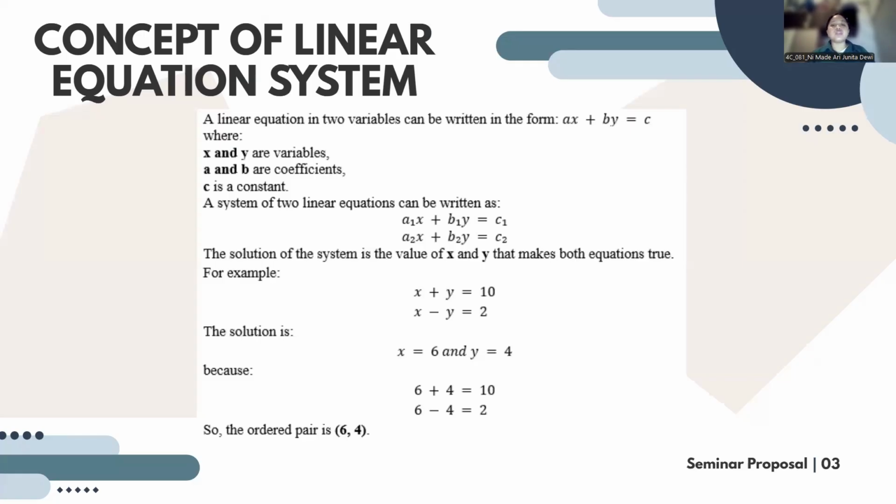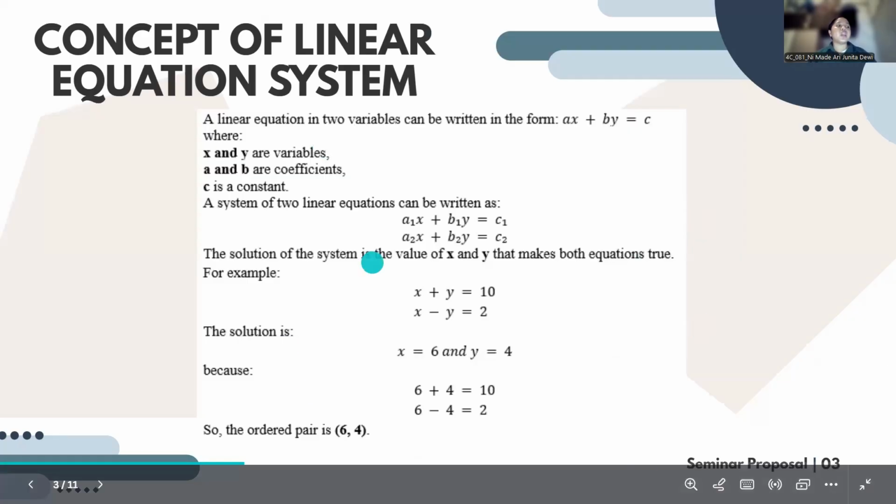Why? This is because if we substitute the values into the first equation, we get 6 + 4 = 10. And if we substitute the values into the second equation, we get 6 - 4 = 2. Both equations are true. So the solution is x = 6 and y = 4. The ordered pair is written as open bracket 6, 4 close bracket. I will show you on the screen. Look at the screen.